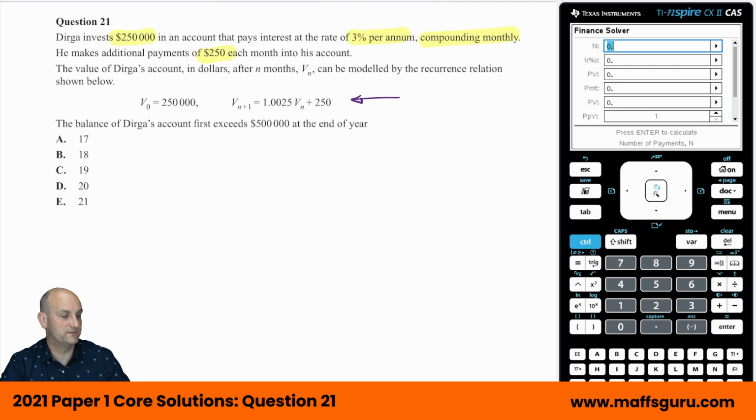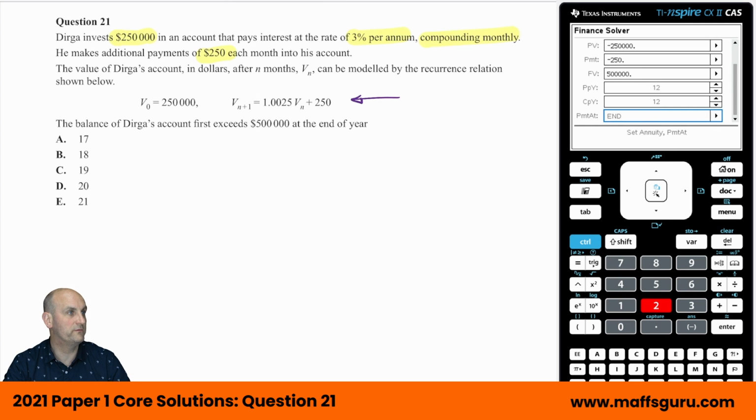N is what I'm trying to find. Have they given me an interest rate? They have. It's 3% per annum. My principal value, I invest, so I'm giving money, I'm unhappy. So that's minus 250,000, and he's making payments of 250, so again that's minus 250, putting a negative sign in there. Future value, we're basically looking for when it's 500,000. So 500,000, and the payments per year are 12, and compound periods are 12 as well.